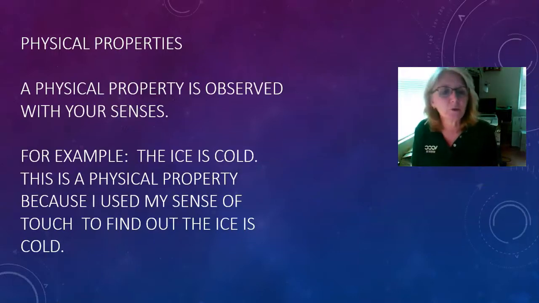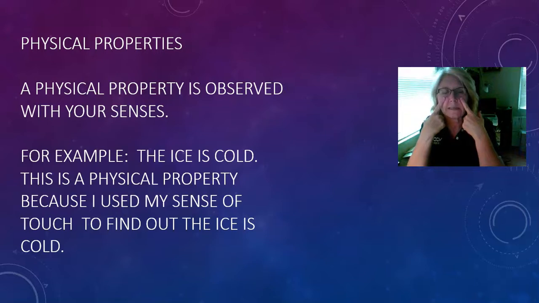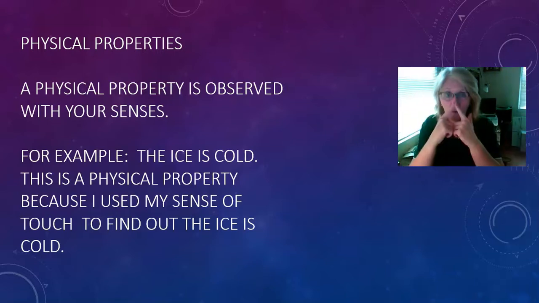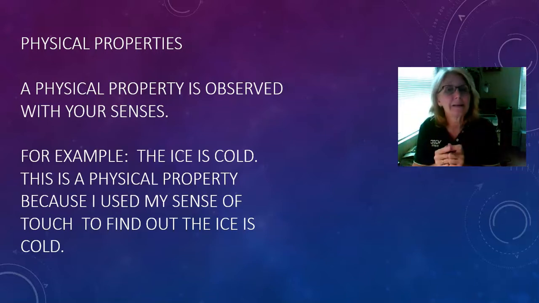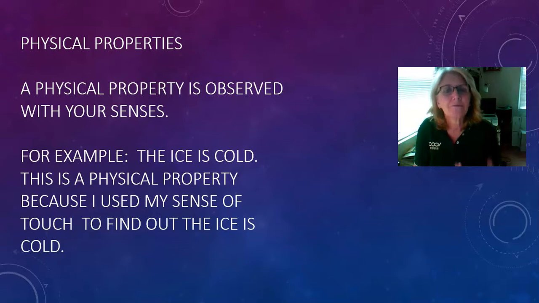The first one is physical properties. A physical property is something that you observe with your senses. So think about this. We have 5 senses. Sight, when I see, when I hear, when I smell, when I taste, or when I touch. So if I say, oh, the ice is cold, that is a physical property because I have used my sense of touch to identify that the ice was cold. That is a physical property. So anytime you use your senses, that is physical.